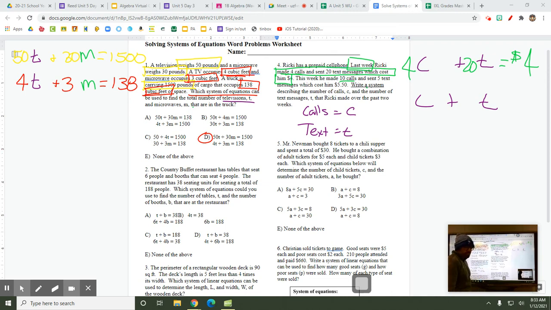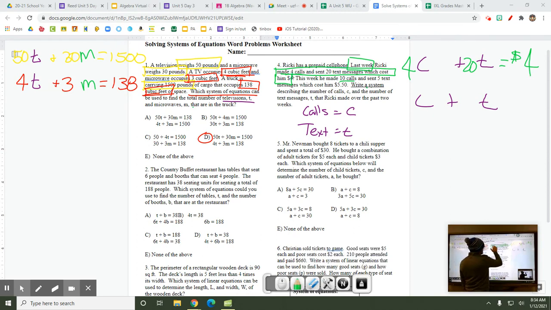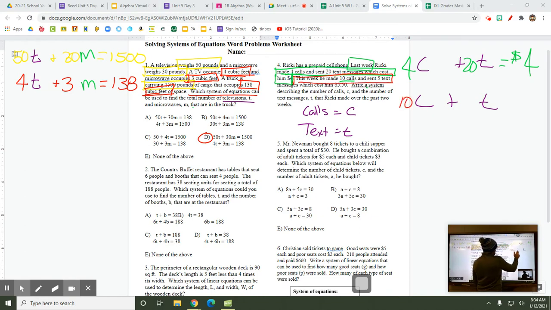That's right. The next part, it says this week. So again, with weeks, he made, that did not change my color. There we go. He made 10 calls. He sent 5 text messages. So we made 10 calls. We sent 5 text messages. That cost us $550. Okay. So all these are in weeks. These are in the same weeks here.